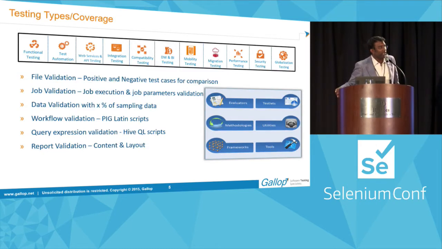So if you look at a high level, these are the basic testing types that need to be in place for any organization which is dealing with big data, and they want to make sure the data is presented in a proper way. On the top, you can see we have functional testing, test automation, and then the web services or the API level testing. And then integration testing is something very important when it comes to the big data context.